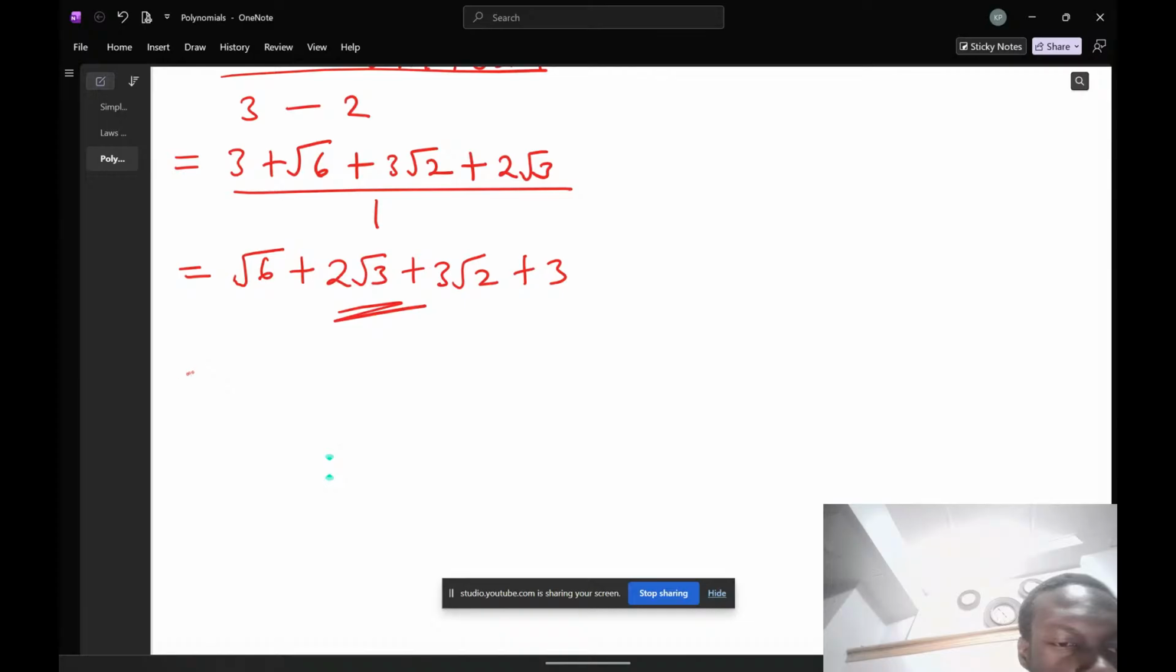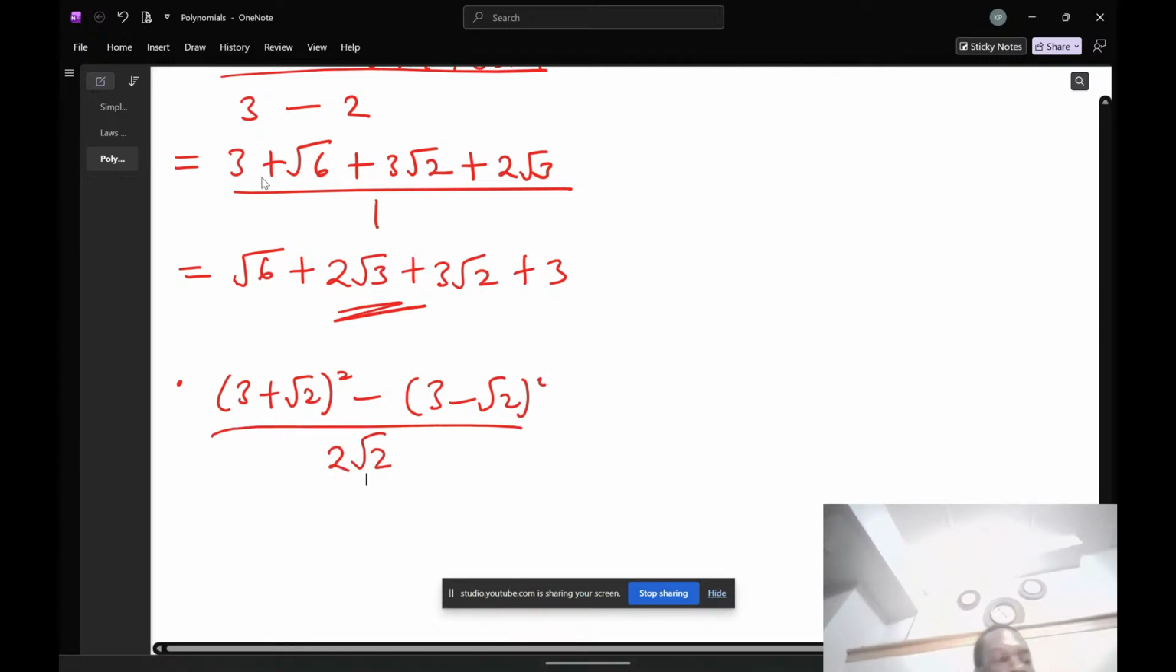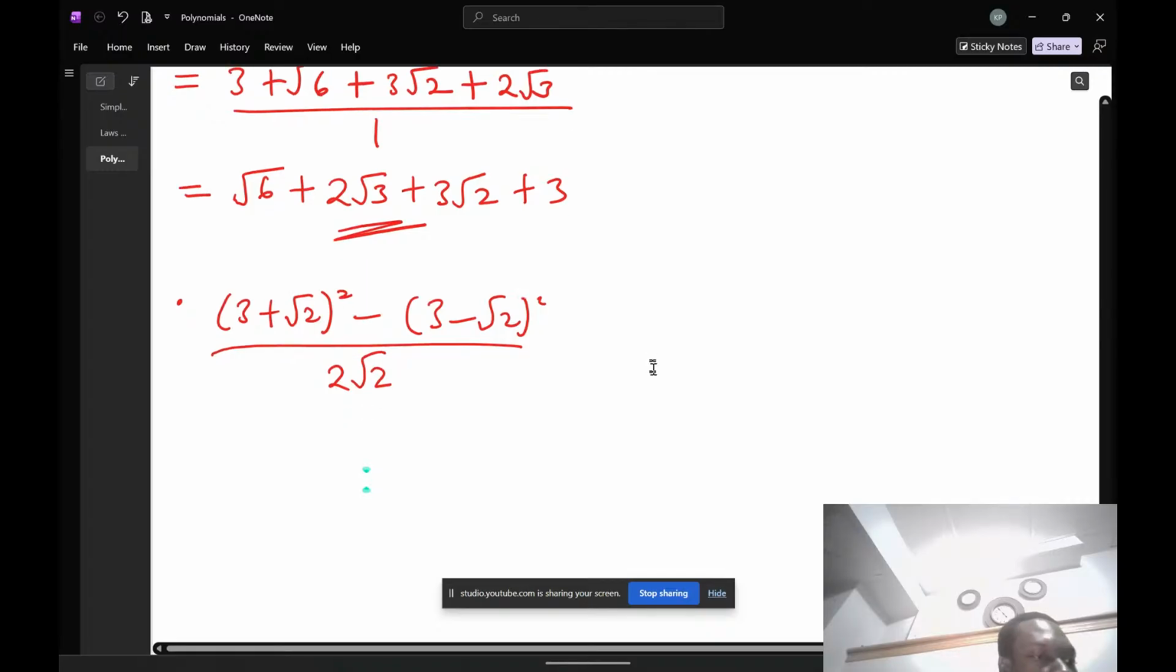So another one is (3 plus root 2) all squared minus (3 minus root 2) all squared, all over 2 root 2. So this one is a different question now. What I would do in this case is do each of them separately. I'm going to start with (3 plus root 2) all squared.